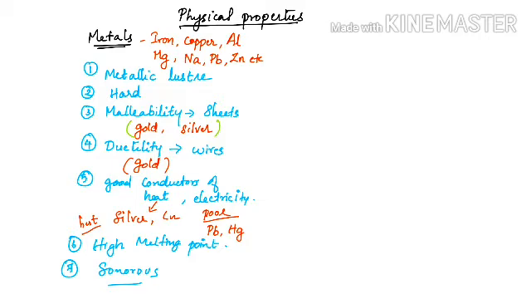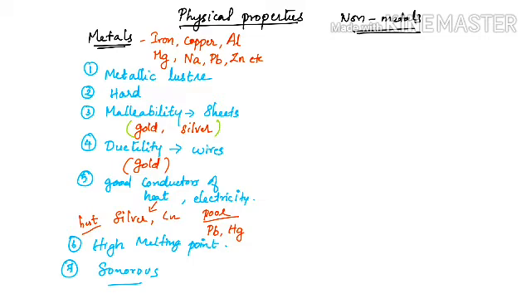Let's go through the physical properties of metals once more. They exhibit metallic luster, they are hard, malleable, ductile, very good conductors of heat and electricity, they have a high melting point, and they are sonorous also. The properties of non-metals are just the opposite of those of metals.